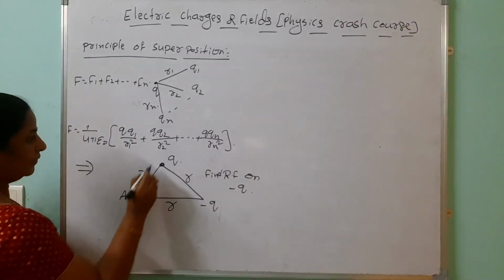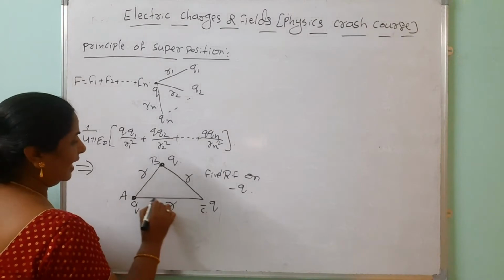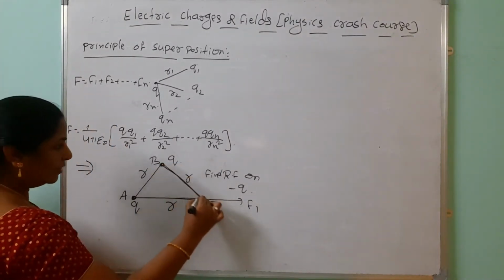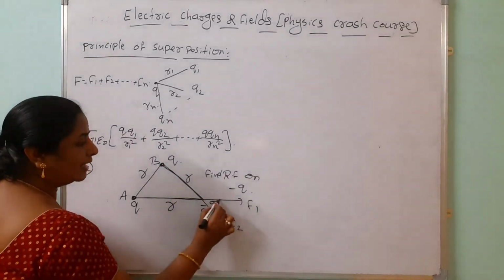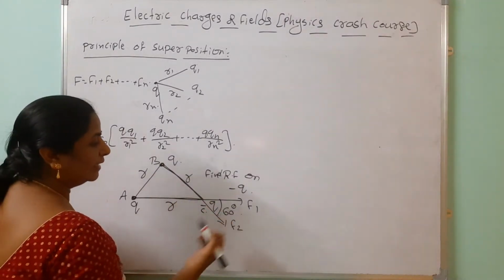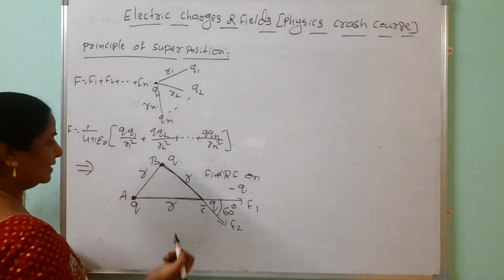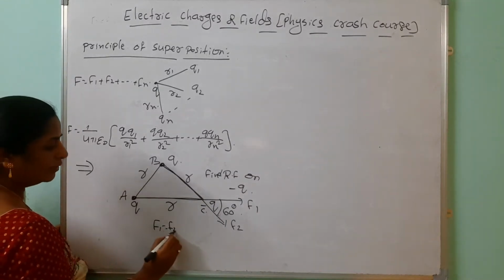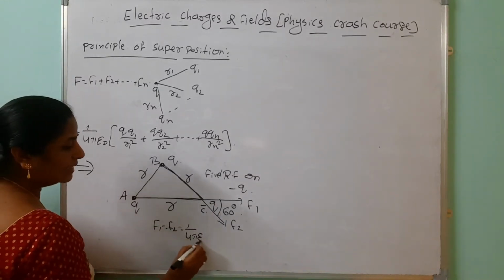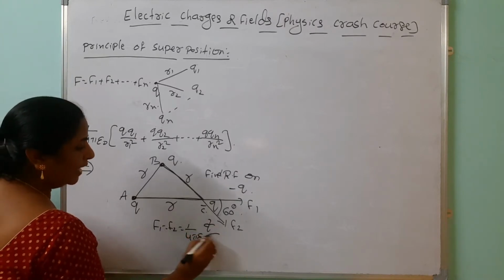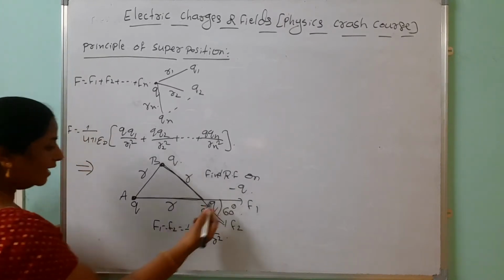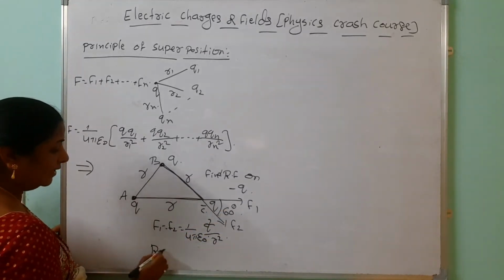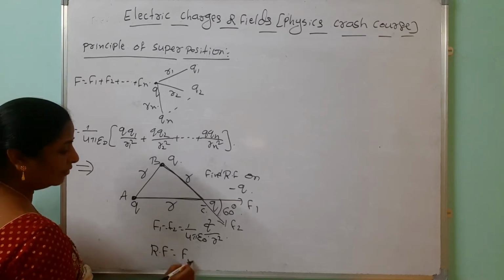See, this is A, B, C. Between A and C, how is the force acting? F1. Between B and C, how is the force acting? F2. It is an equilateral triangle, which means immediately the angle is how much? 60 degrees. Then the resultant of these two forces, how much? Here F1 equals F2, both are the same because the distance is the same and the charges are the same, Q square by R square. But the angle between F1 and F2 is 60 degrees. From the parallelogram law of addition of vectors, you can say that the resultant force is F root 3.